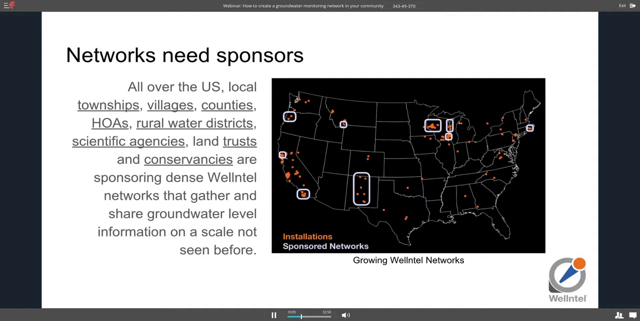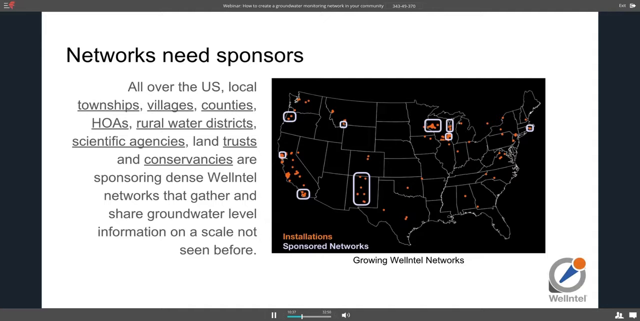Community groundwater monitoring networks are systems that need sponsors. Sponsors are townships or villages or counties, HOAs, homeowners associations, rural water districts, scientific agencies, sometimes land trusts and conservancies. And what these organizations are doing is sponsoring dense Wellntel groundwater information system networks that gather and share groundwater level data on a scale that's never been seen before.